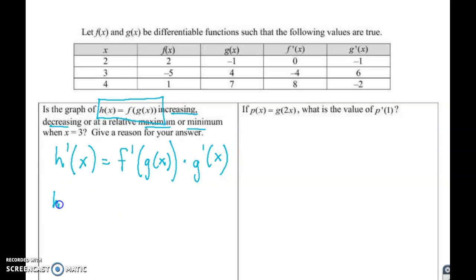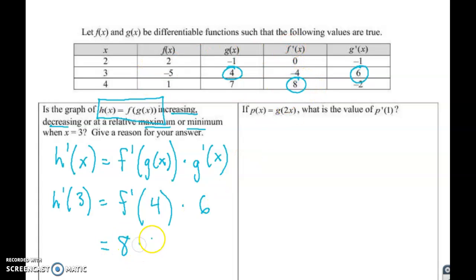So now we need to figure out what's h prime of 3. Well, it's f prime of g of 3. Well, what is g of 3? g of 3 is 4, times g prime of 3 is 6. Well, what's h prime of 4? h prime of 4 is 8. So we are looking at 8 times 6, which is 48.